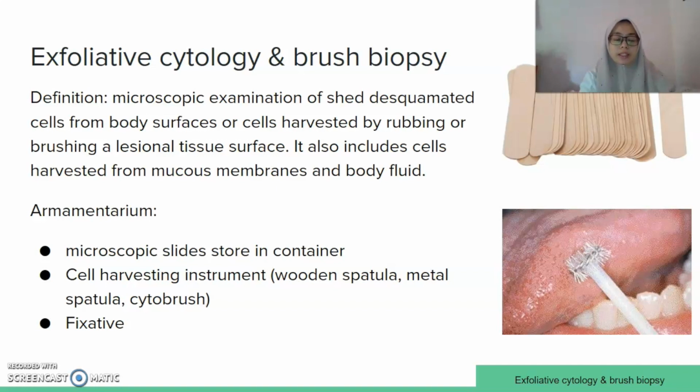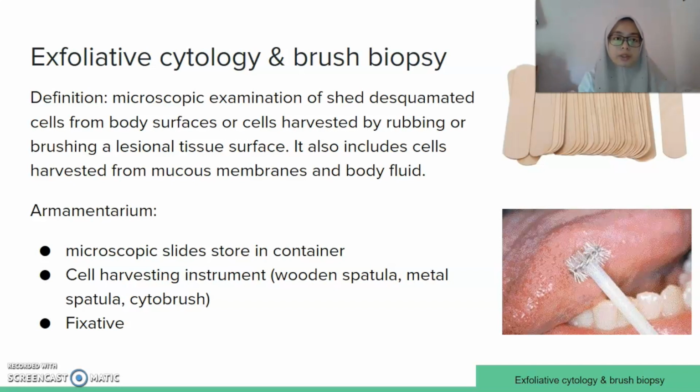The first one is exfoliative cytology and brush biopsy. It is a microscopic examination of shed desquamated cells from body surfaces, or cells harvested by rubbing or brushing a lesional tissue surface. It also includes cells harvested from mucous membranes and body fluid.